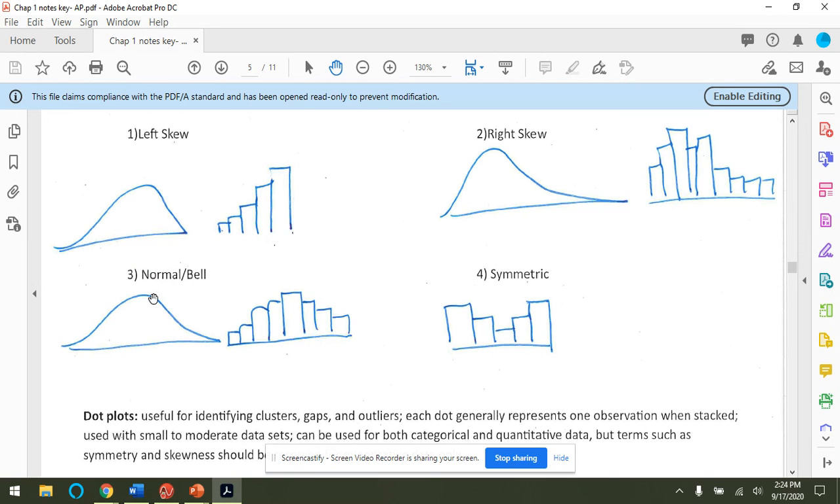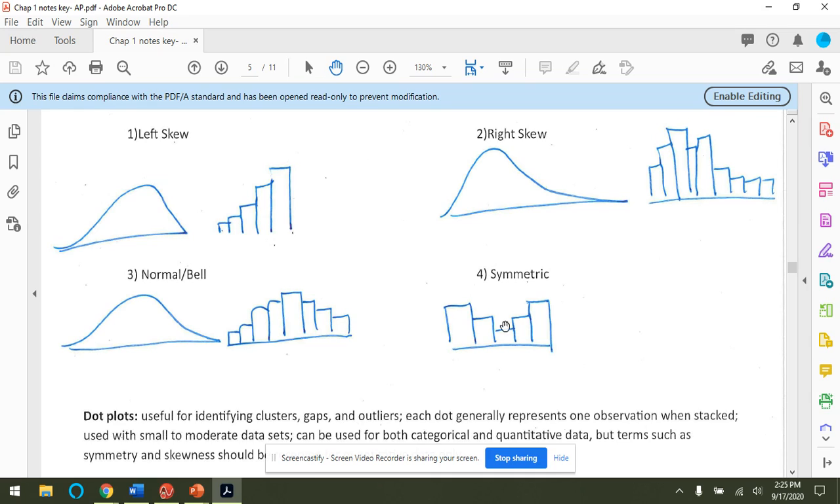Then we have a normal curve, which can also be called a bell curve. A normal curve or a bell curve is where it literally looks like a bell. It doesn't have to be perfect, but it's that general shape. So here's a general shape here of a normal. It's a general shape here of symmetric. Now, yes, a normal or a bell is symmetric, but a better term is to call it normal or bell.